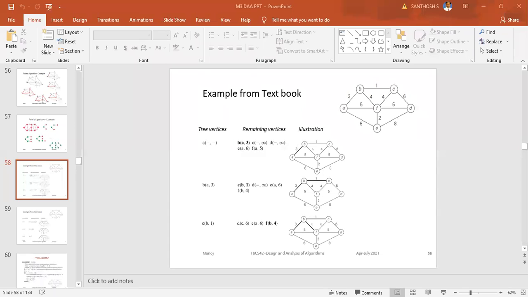F is reachable through C also. C is equal to 4. Next, B is equal to 4. Next, A. So which one are you going to take? It is reachable from C as well as from B as well as from A. But A you have removed because it is reachable with value 5.